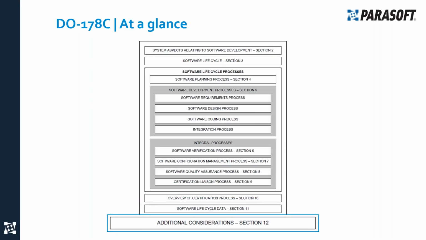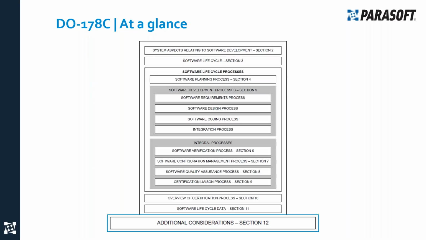Now, Section 12 discusses additional considerations regarding things like the use of previously developed software or already certified software for use on an alternate type of aircraft, or certified software where there is a change in the compiler or processor, and the list continues. But what stands out the most to me in Section 12 is the tool qualification and determination if tool qualification is needed.